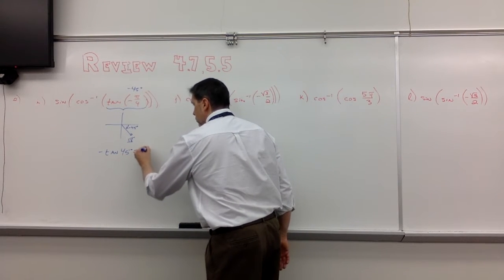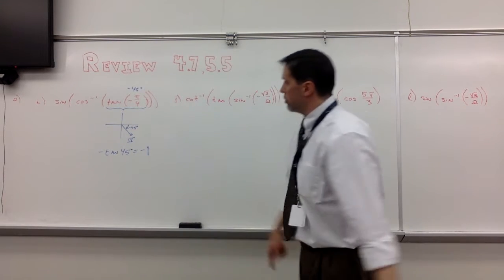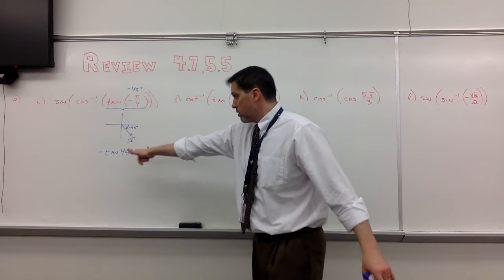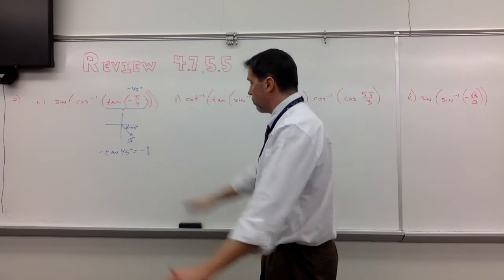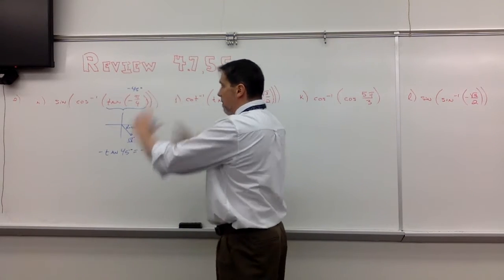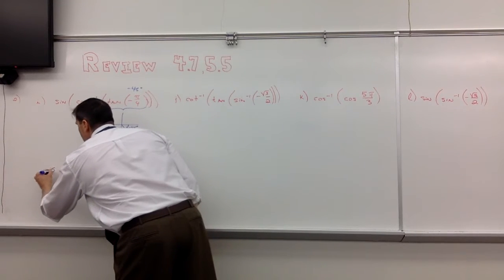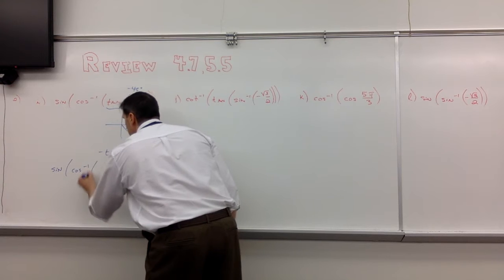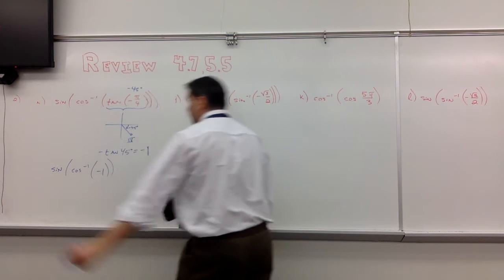Well, it's just negative 1. That's square root of 2 over 2, that's sine or cosine. So tangent of 45 is 1. Negative tangent of 45, we're talking negative 1. And that's the first part of our composition here. So what we have is sine of the cosine inverse of negative 1.